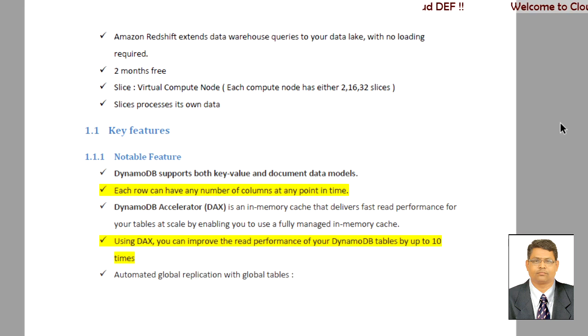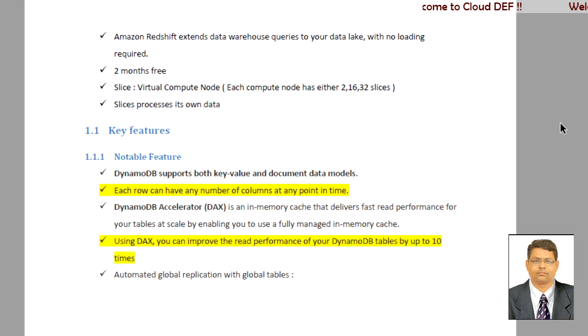1.1 Key features. 1.1.1 Notable feature. DynamoDB supports both key value and document data models. Each row can have any number of columns at any point in time. DynamoDB Accelerator, DAX, is an in-memory cache that delivers fast read performance for your tables at scale by enabling you to use a fully managed in-memory cache. Using DAX, you can improve the read performance of your DynamoDB tables by up to 10 times.